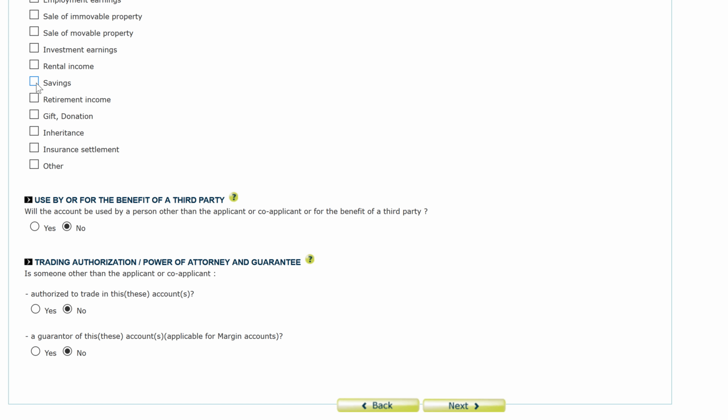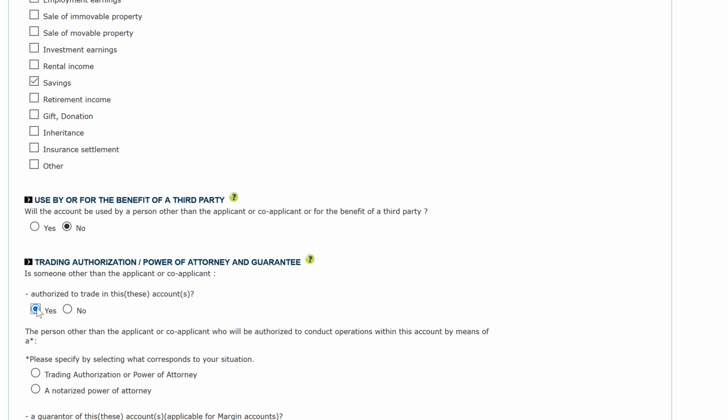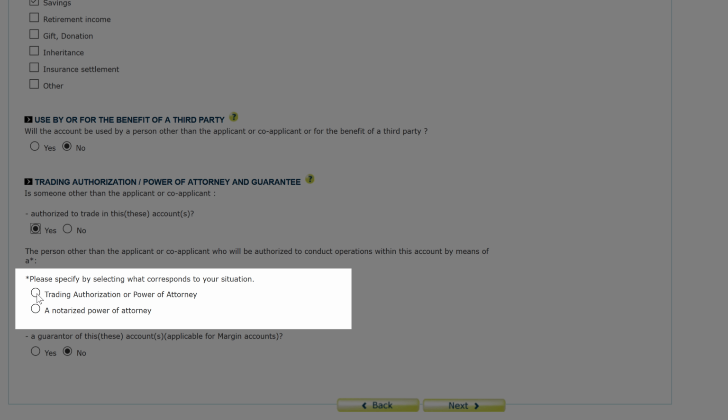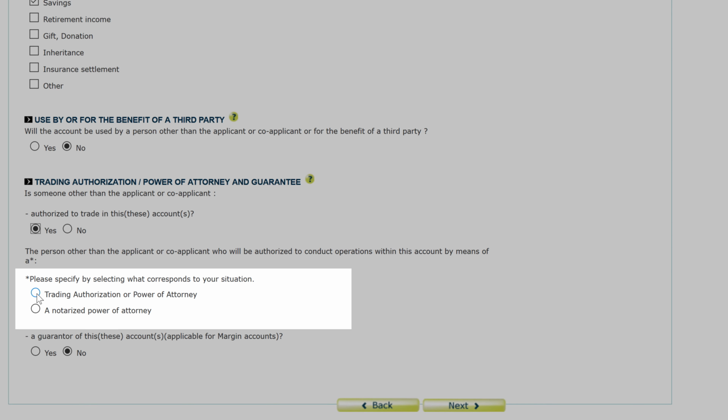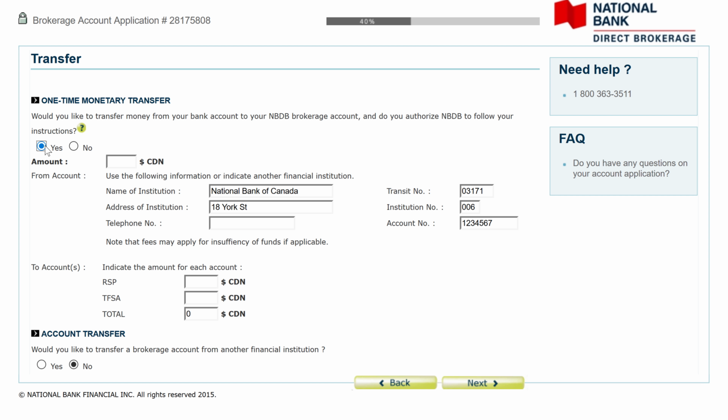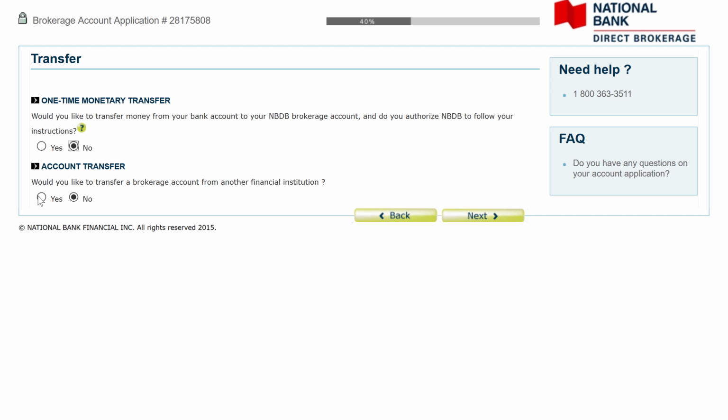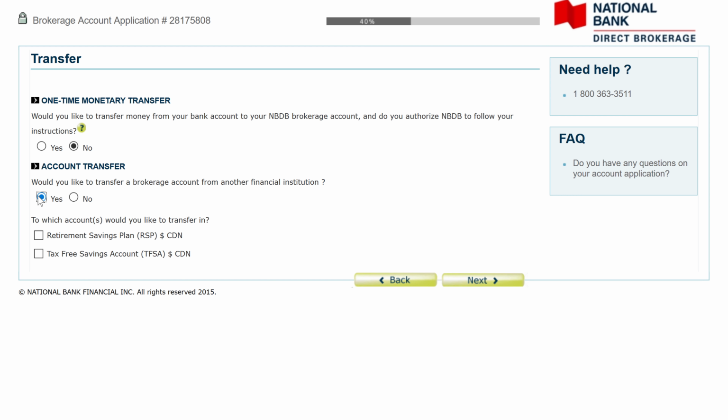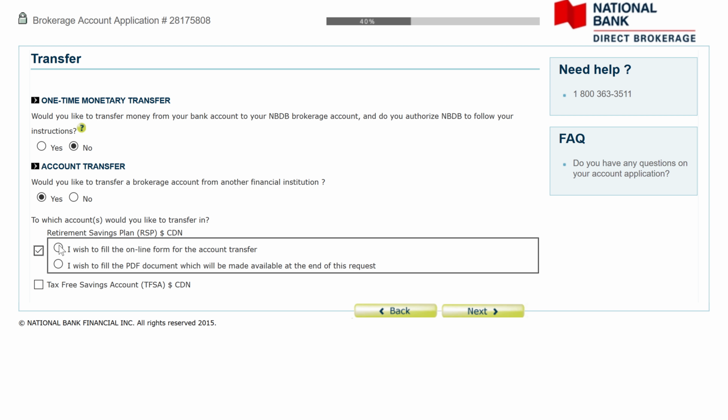If you want to authorize someone else other than yourself to trade in your account or call NBDB on your behalf, you must complete the Power of Attorney section. If you have a National Bank account and you would like to deposit money into your brokerage account as soon as it is opened, please select Yes under the One-Time Monetary Transfer section. To consolidate your external investments with NBDB, please select Yes under the Account Transfer section.